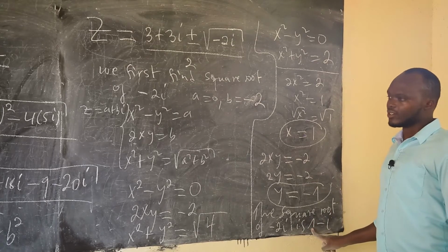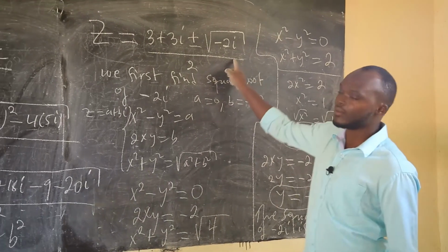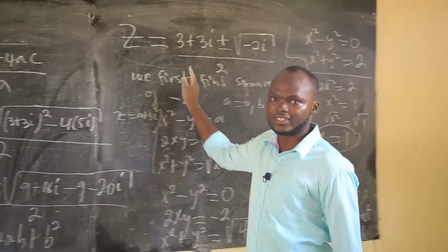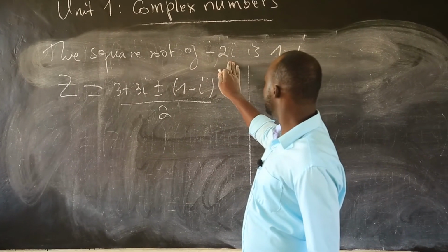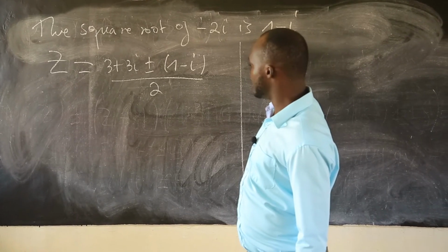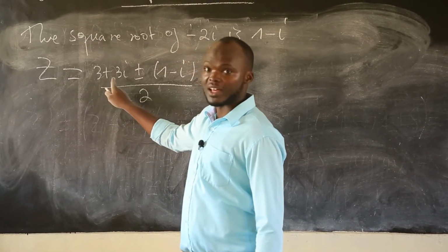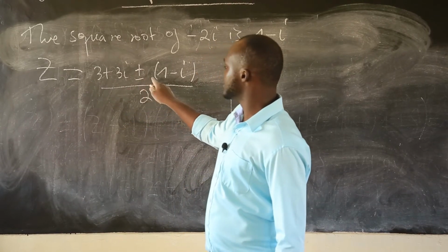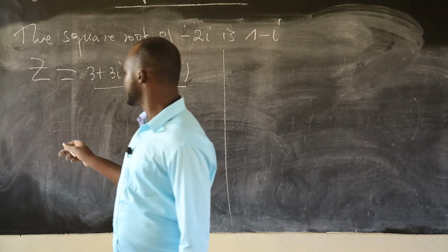So after getting the square root of negative 2i, we're going to use it here. We get the value of z. So now the square root of negative 2i is 1 minus i. So which means that z is equal to 3 plus 3i plus or minus 1 minus i over 2. So here we are going to have 2 z's.